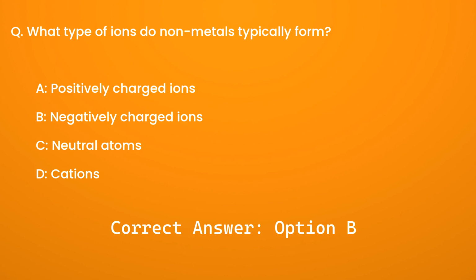The correct answer is option B, which is negatively charged ions. Nonmetals tend to gain electrons when reacting with metals, forming negatively charged ions.